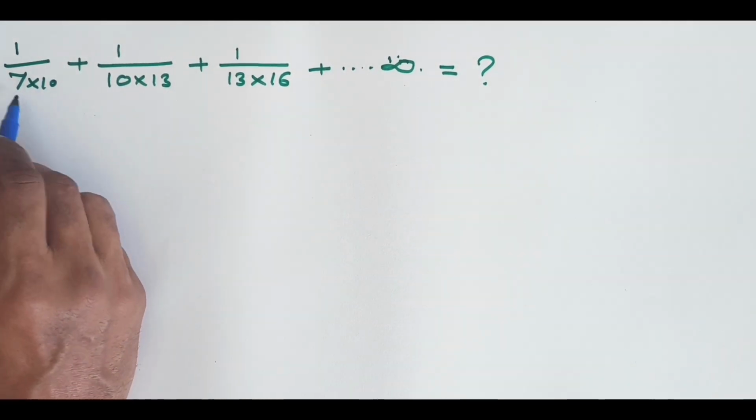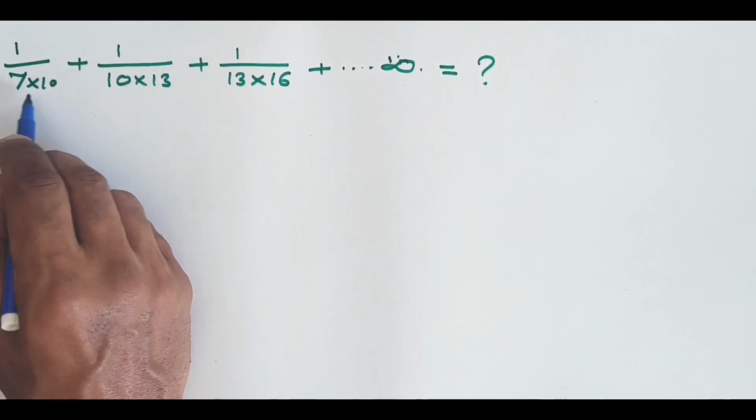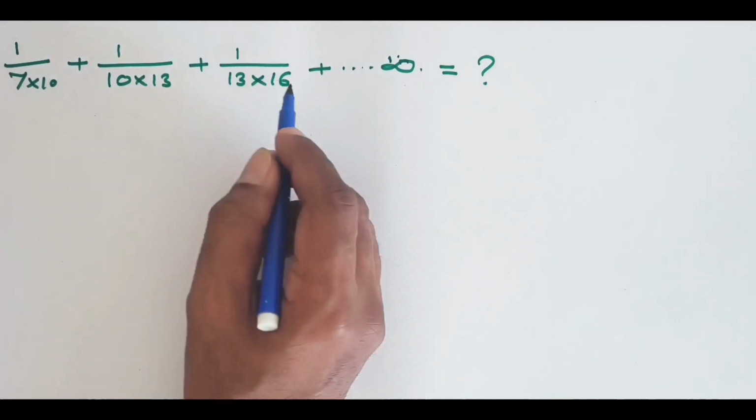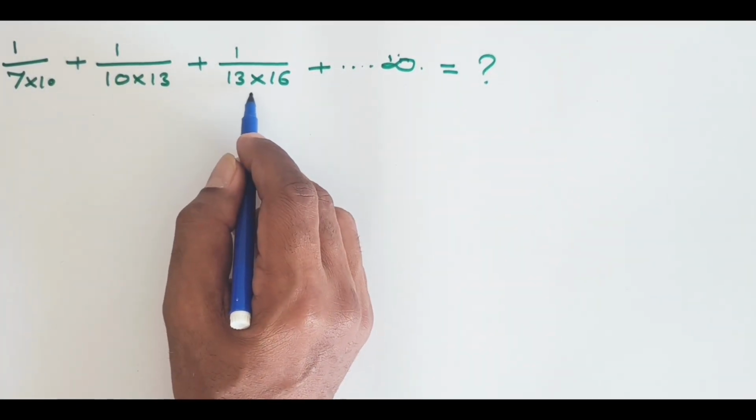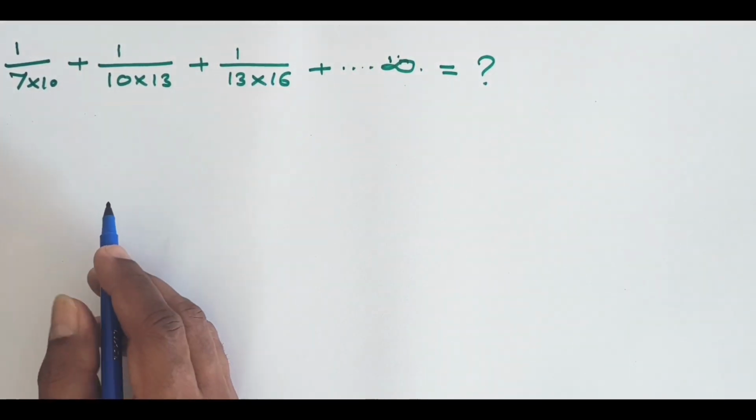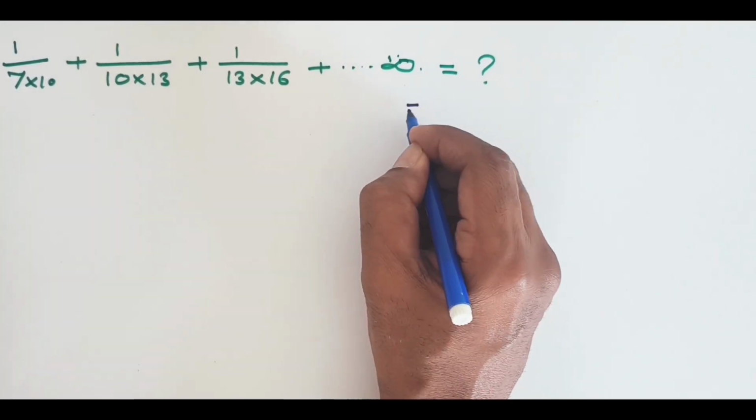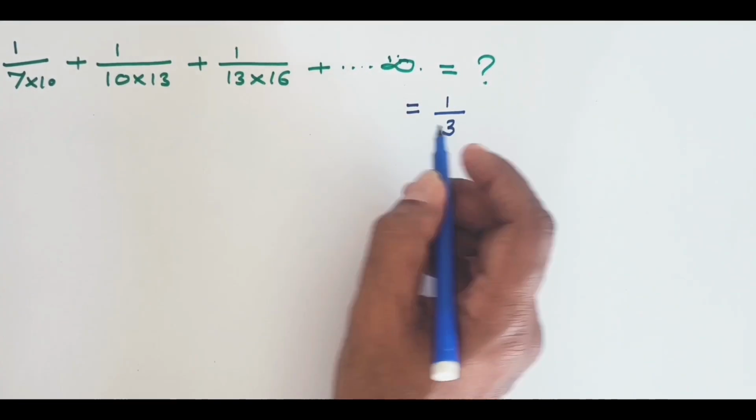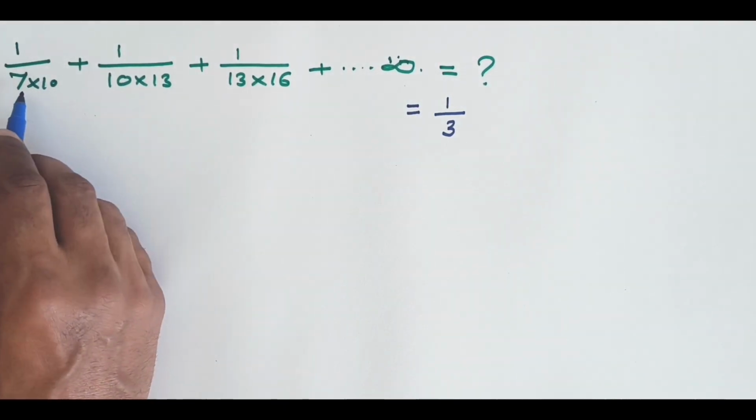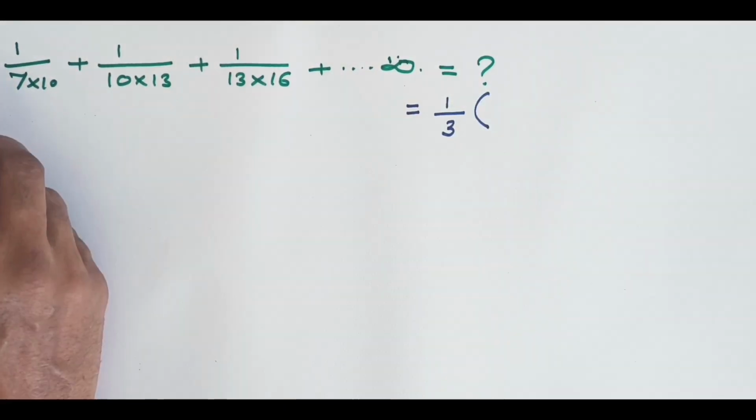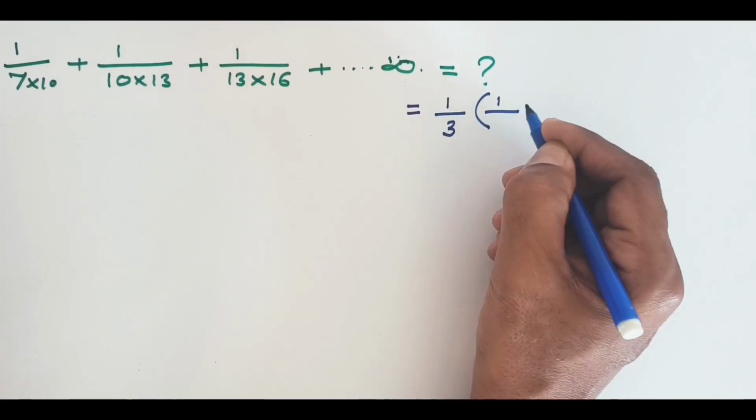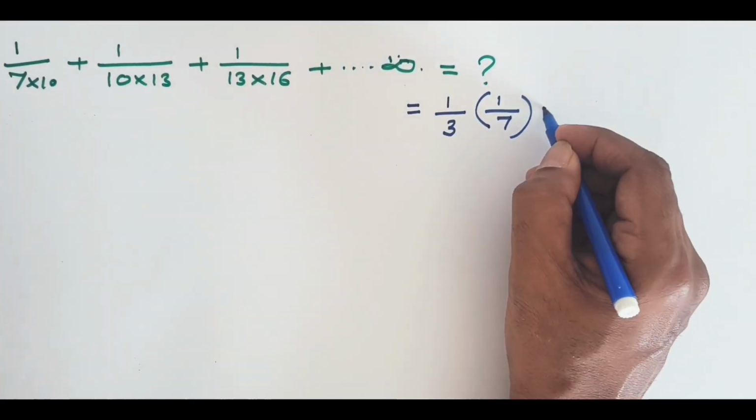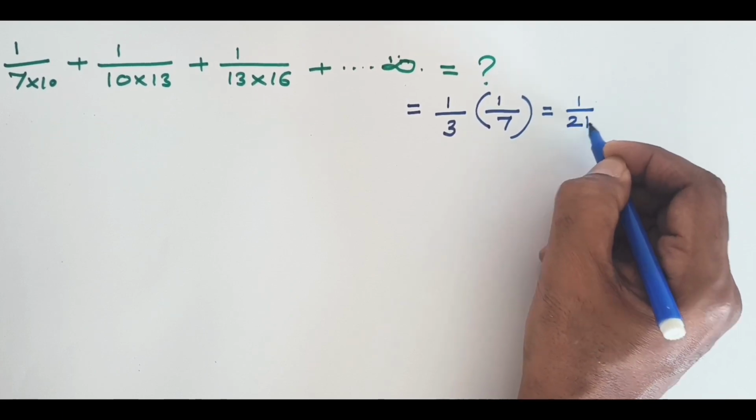Here first you check for the same difference in the denominator. You're getting the same difference. 10 minus 7, 3. 13 minus 10, 3. 16 minus 13, 3. That is the way the series goes on. So in the shortcut, you write 1 divided by 3, where 3 is the common difference you're getting in the denominators. Then you write 1 over 7, where 7 is what? This number. That's all. This is the final answer, 1 over 21.